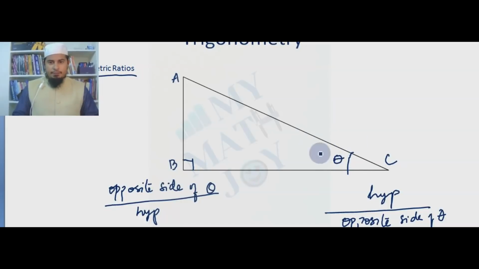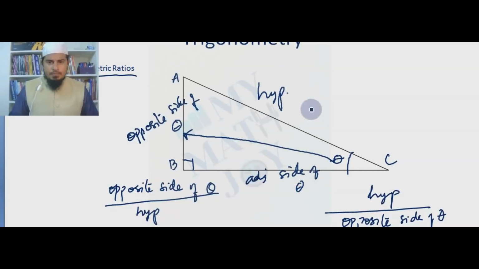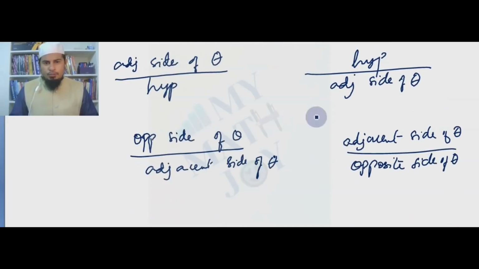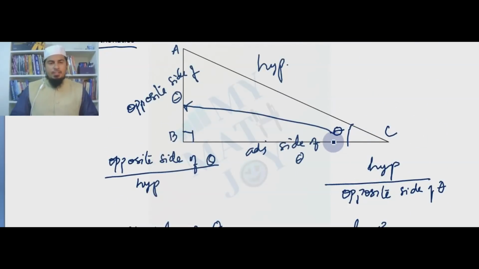Graphically, if we see, this side is called the opposite side of theta, this side is called the adjacent side of theta, and this is the hypotenuse. So opposite side of theta by hypotenuse, adjacent side of theta by hypotenuse, opposite side of theta by adjacent side of theta, and reciprocals. These are the trigonometric ratios. That's all. What are trigonometric ratios? The ratios of the sides of the right angle triangle. So each ratio is given a respective name.